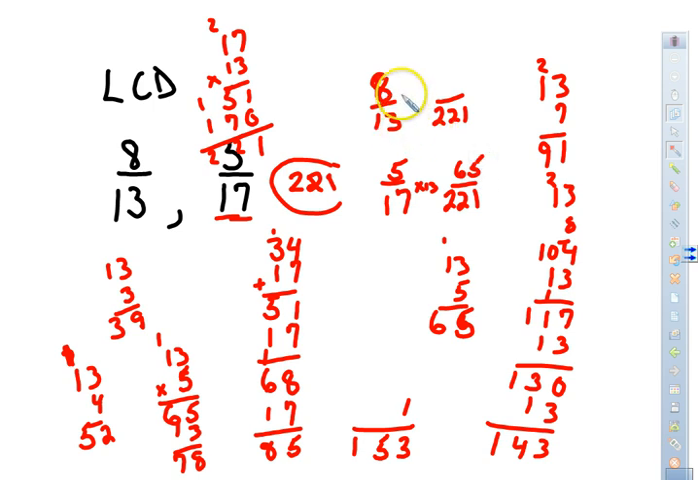And then this one's going to be times 17. So 8 times 17, which gives me 136. Okay, that is going to be the comparison for these two.